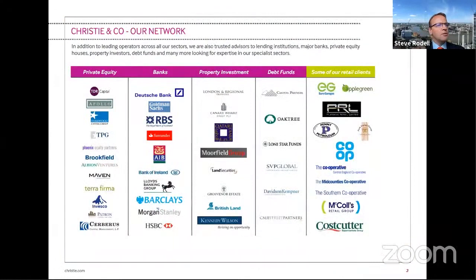Just to give you an idea of some of our client base, we have exposure to some of the biggest private equity companies in the world, and we've done work for those and are in touch with them. We deal with all of the high street banks and some that you may not have heard of as well in the UK. We deal with property investment companies. We deal with debt funds, and we deal with a wide range of clients in the specialist sectors that we deal with.